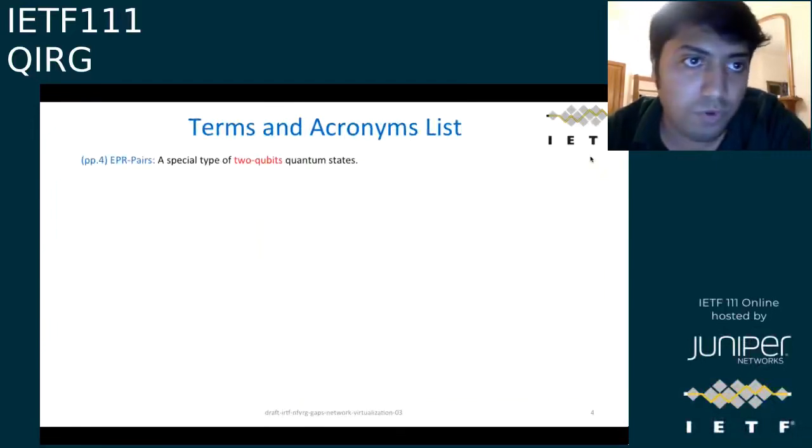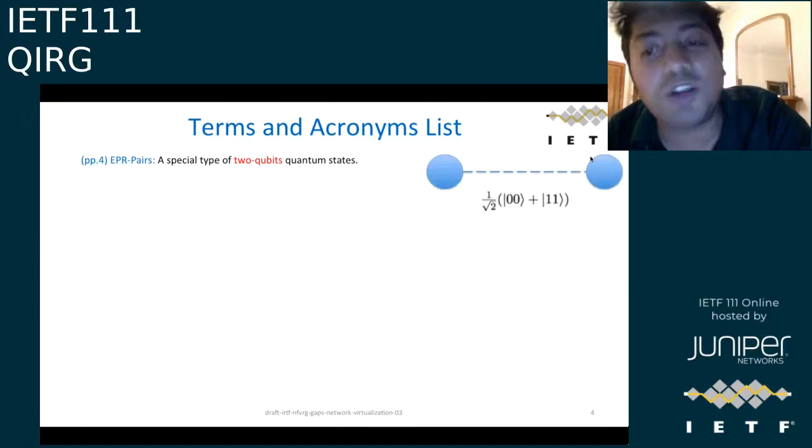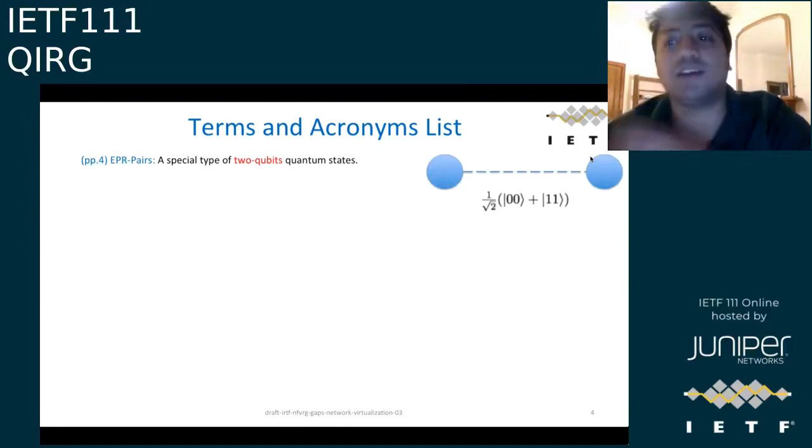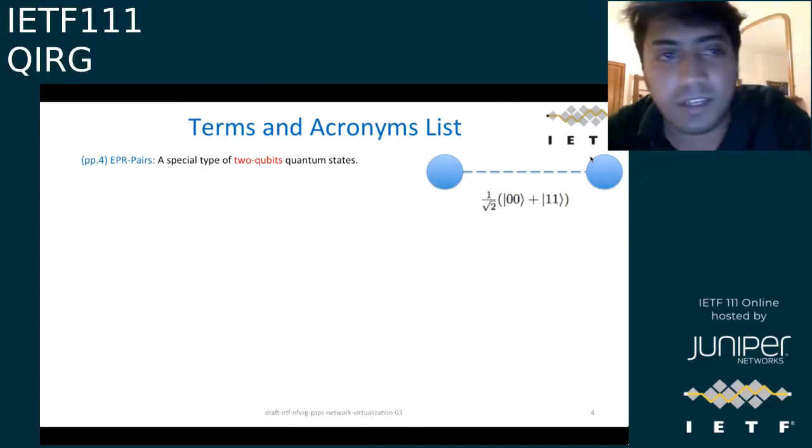On page 4, we added the definition of EPR pair. So let's talk about what it is. In layman's terms, it's a special type of 2-qubit quantum state. It's a pair of quantum states, one of which looks like 1/√2 (|00⟩ + |11⟩). The EPR pairs are 4 orthogonal states, all of them orthogonal to this state.